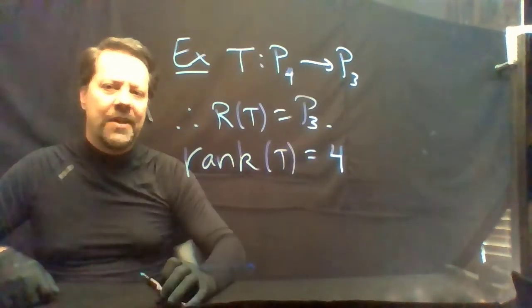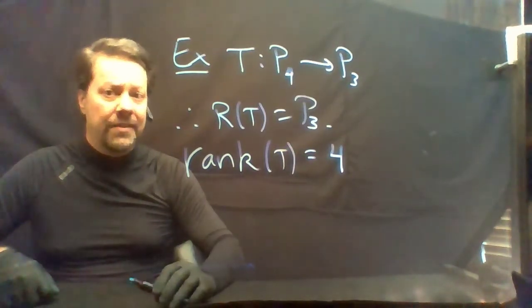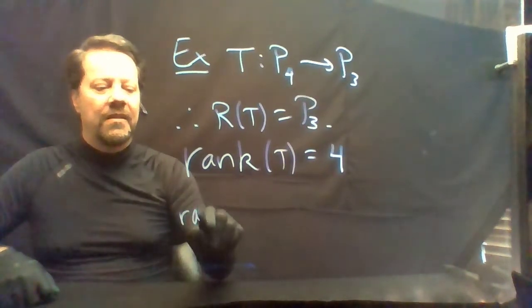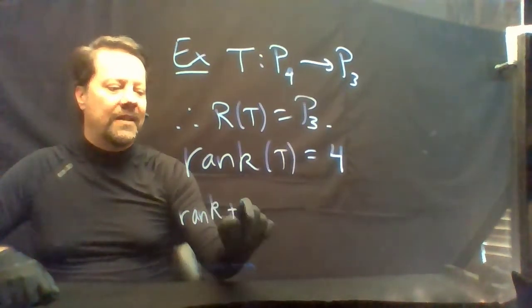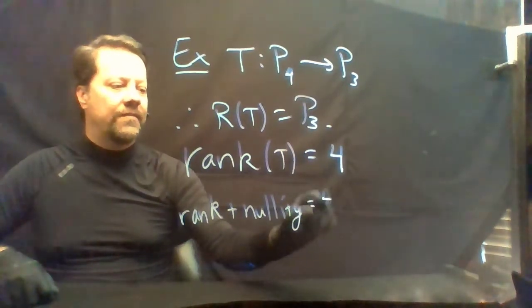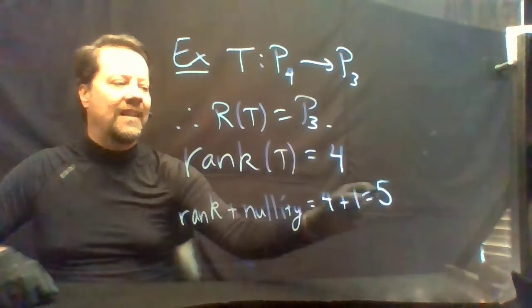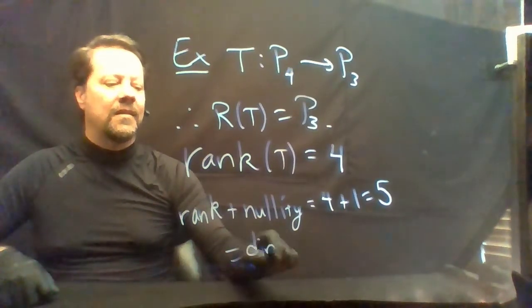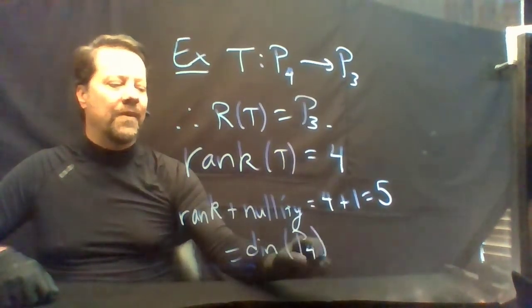Notice that the dimension of the domain is 5, and rank plus nullity is 4 plus 1 equals 5. That's the dimension of P4, the domain.